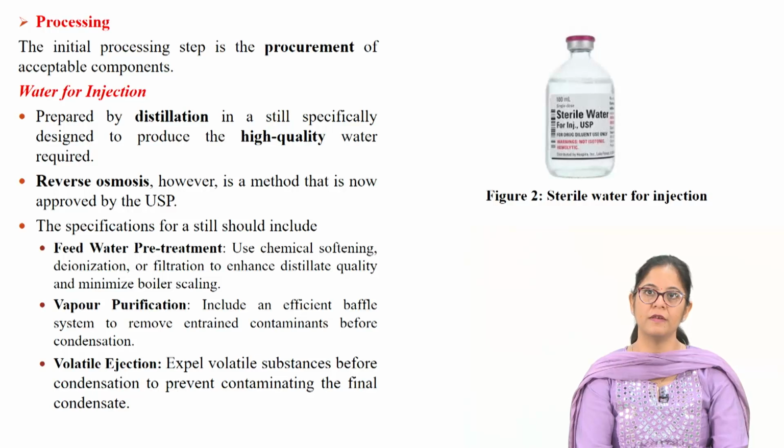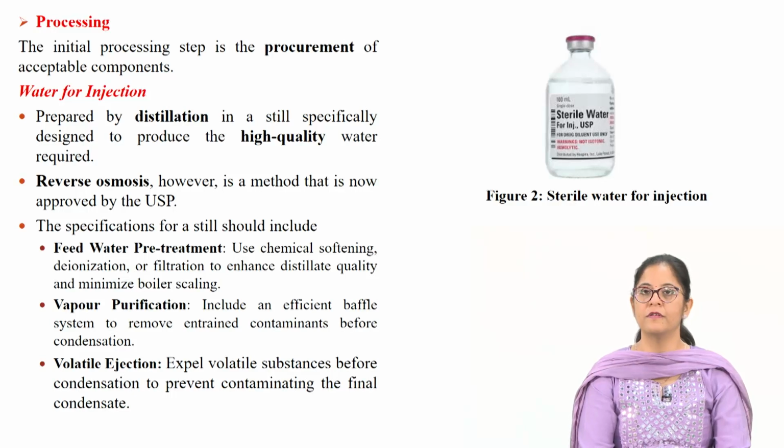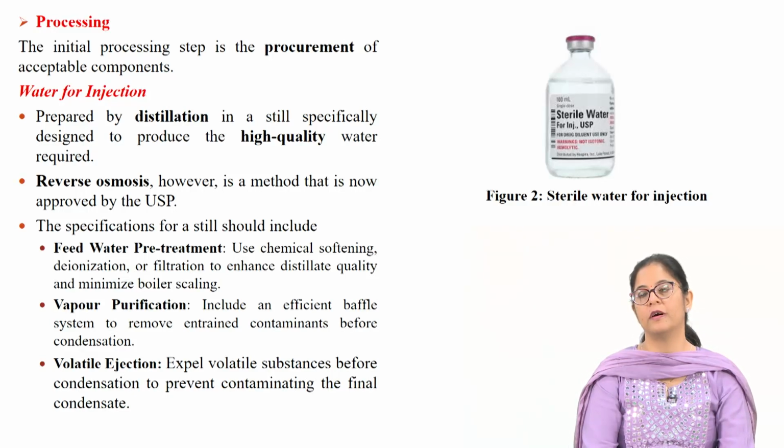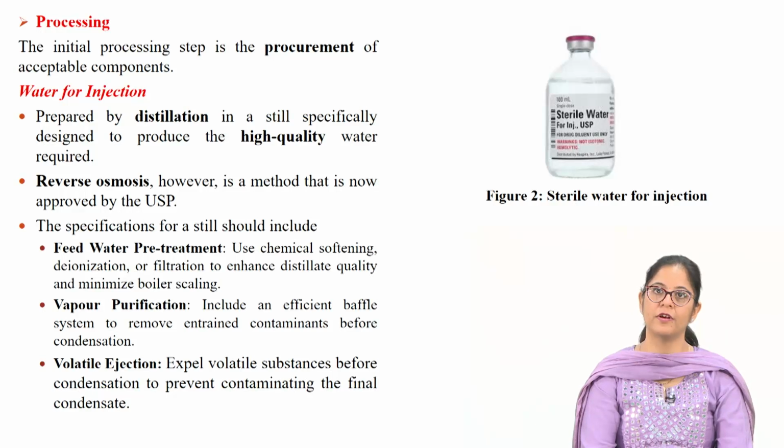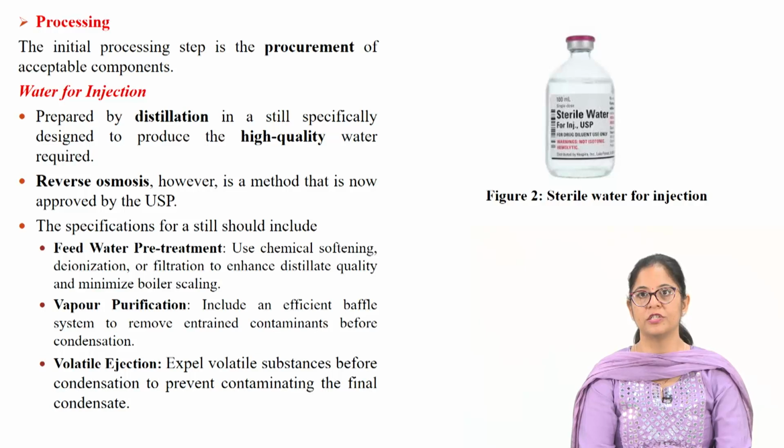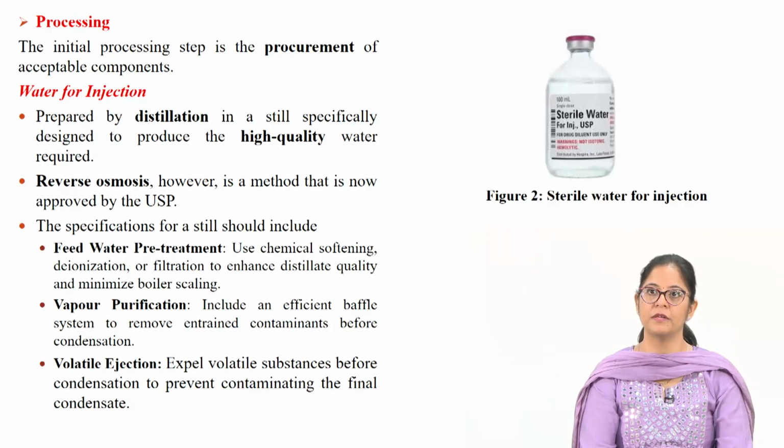The initial processing step in the formulation of the aseptic products is the procurement of the components. First and foremost of them, and usually used in most of the sterile products, is the water for injection. This is generally prepared by distillation in a still specifically designed to produce the high quality water which is required. Reverse osmosis is the method that is also used and approved by USP.